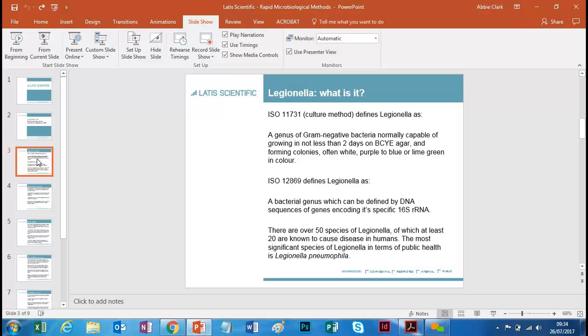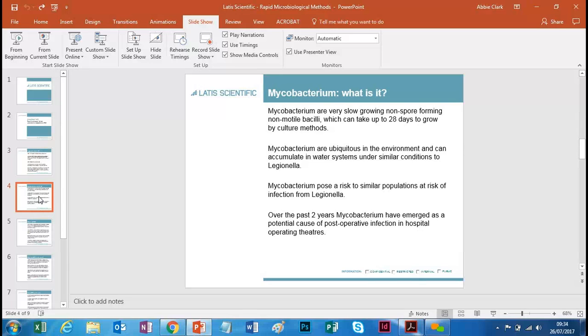ISO 12869, which is the qPCR method, defines Legionella as a bacterial genus which can be defined by DNA sequences of genes which encode genus and species-specific 16S ribosomal RNA subunits. There are over 50 species of Legionella which we've discovered, of which at least 20 have been found to cause disease in humans. The most significant species of Legionella in terms of public health is Legionella pneumophila, but any Legionella species isolated is potentially pathogenic or should be treated as such.